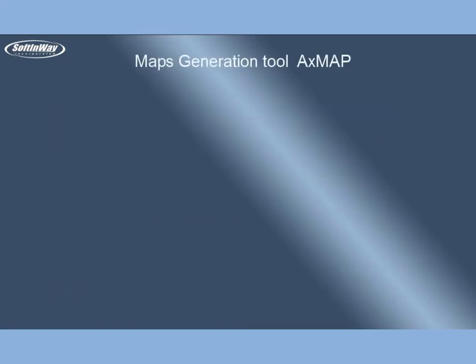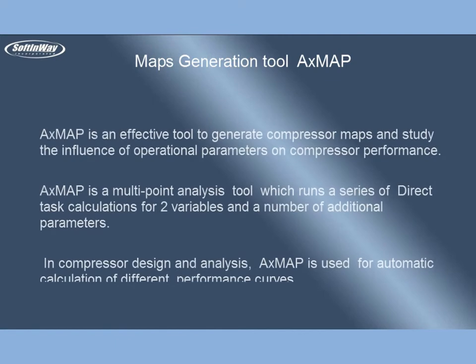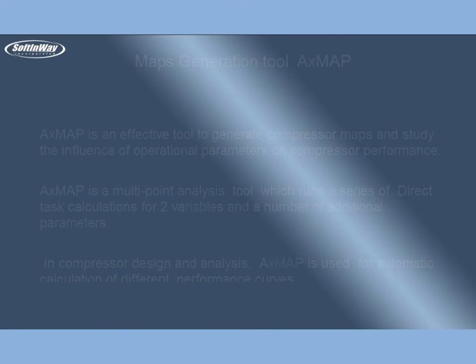Map Generation Tool AxMap. AxMap is an effective tool to generate compressor maps and study the influence of operational parameters on compressor performance. As a multi-point analysis tool, AxMap runs a series of direct task calculations for two variables and a number of additional parameters. In compressor design and analysis, AxMap is used for automatic calculation of different performance curves.